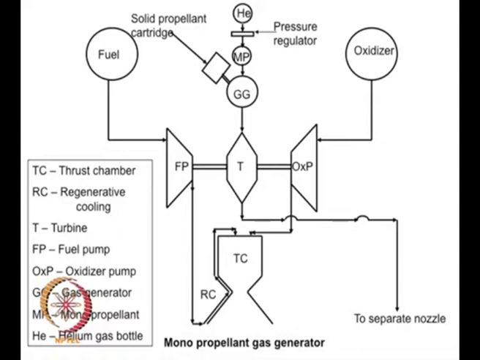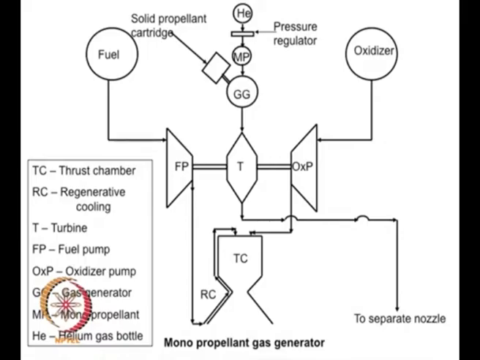You can also have a solid propellant cartridge to initially start up this system. So, the monopropellant system drives the turbine, which then runs the fuel and oxidizer pump, and the exhaust of the turbine is fed to a separate nozzle.